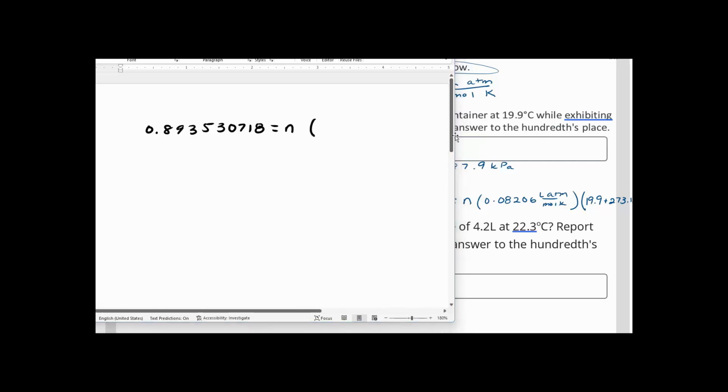I'm going to take my R value and multiply it by my temperature. So when I add 19.9 to 273.15, I get 293.05, and I'm going to multiply that by 0.08206. So the right side of my equation is n times 24.047683. Now the n is moles, M-O-L-E-S.